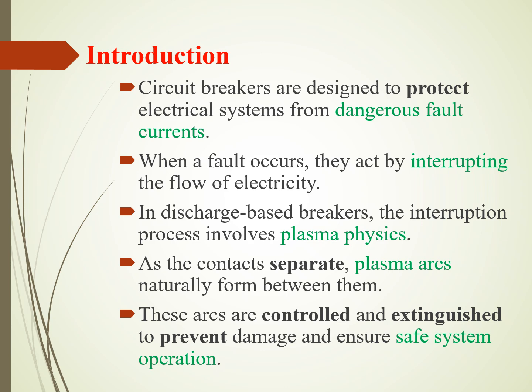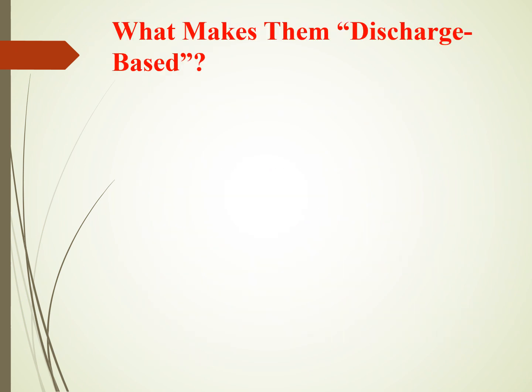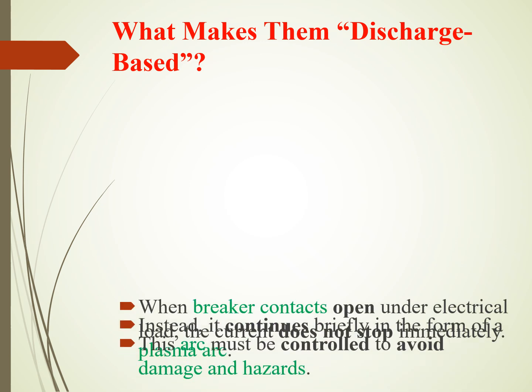As the contacts, in fact metallic contacts, get separated, plasma arcs naturally form between them. These plasma arcs are controlled and extinguished to prevent damage and ensure safe system operation. But what makes them discharge based, or what makes them plasma discharge based?